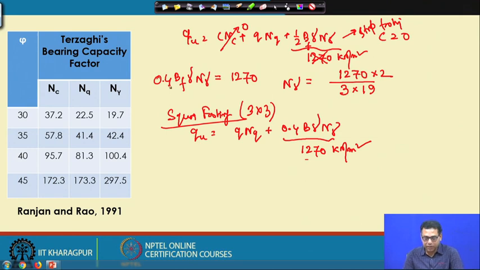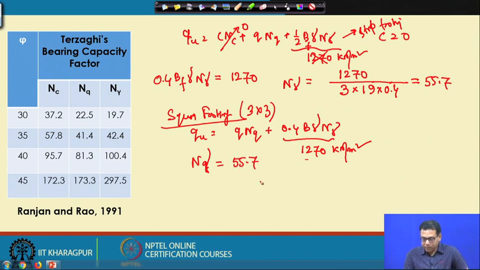So, 0.4 B gamma N gamma, that means this will cancel out and this will be divided by 0.4. So, N gamma will be 1270 divided by 0.4 times 19, and this is 3, the width of footing. So, N gamma is coming out to be 55.7.